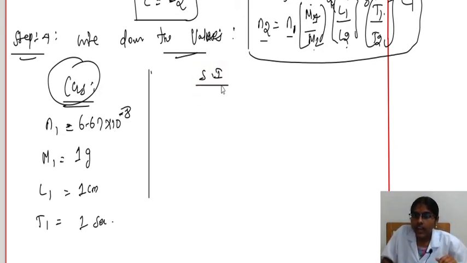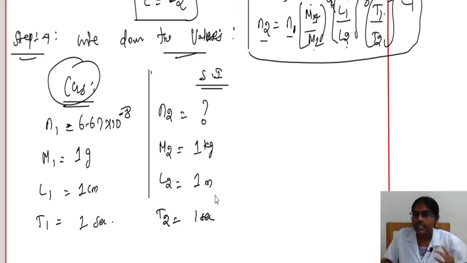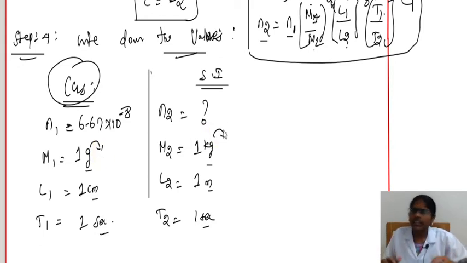Now I am going to write the values of the same things in the SI system. In SI, what is N2? I don't know, that is what I am going to find. M2, mass in SI unit, is in kilogram. Length in SI unit is in meter. Time in SI unit is again the same, second. But the important thing is that both are in different units. So what do I have to do? As usual, I have to convert. Either I can convert gram to kilogram, or I can convert kilogram to gram. We can convert either way, this is our choice.